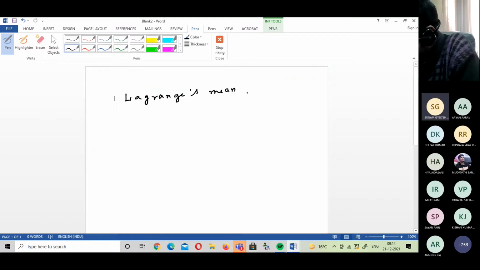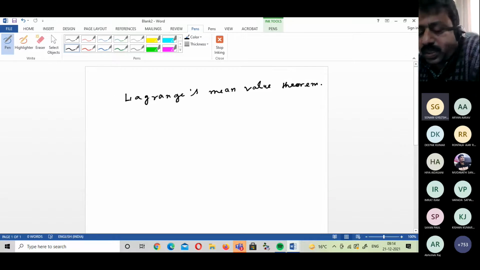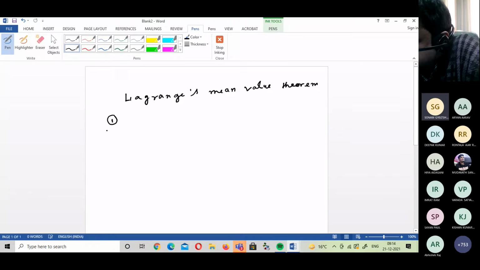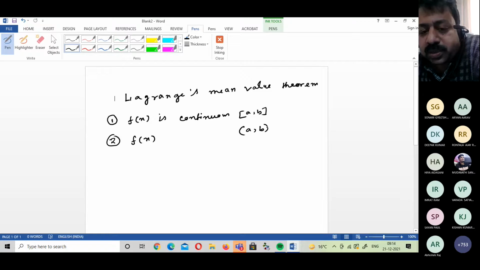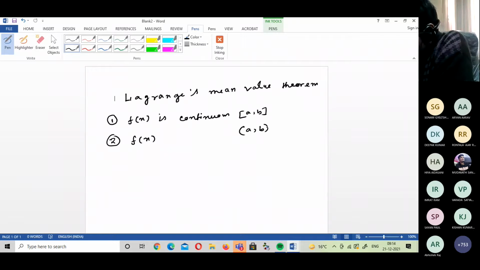Lagrange's mean value theorem. What is Lagrange's mean value theorem? Anyone? f of x is continuous in the closed interval a, b, differentiable in the open interval a to b. Sir, it is used to find out the slope. Yes, correct. But the last condition of Rolle's theorem is not given here. Then the question is that Rolle's theorem is an extension of Lagrange's mean value theorem.